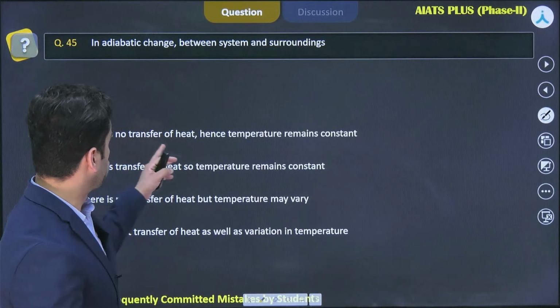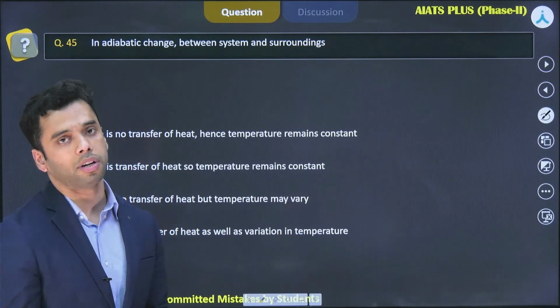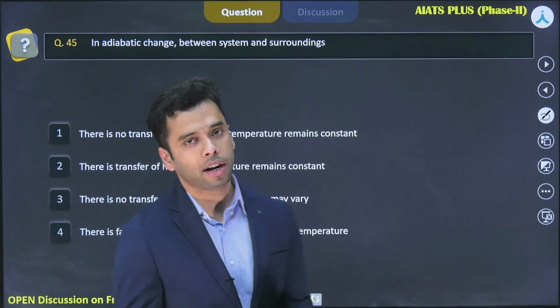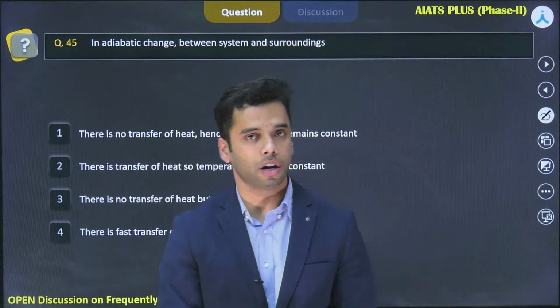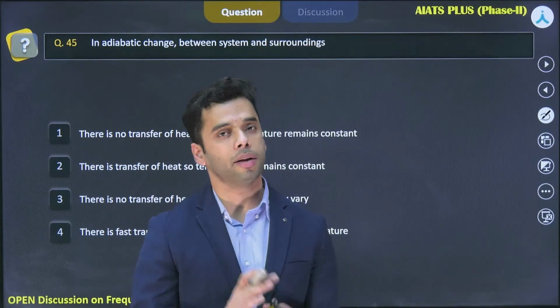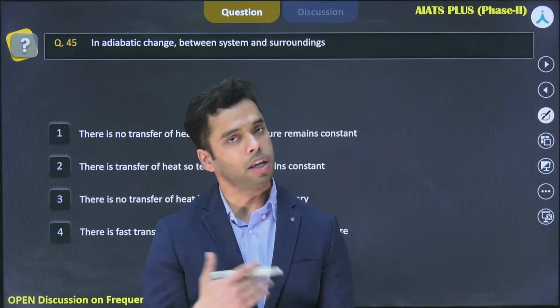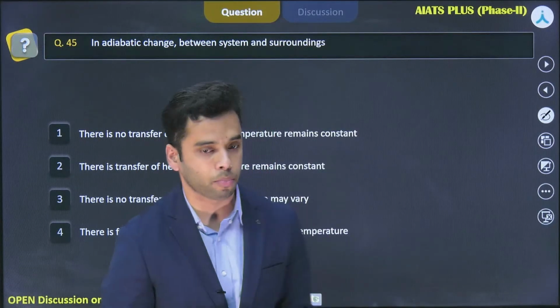First option says that there is no transfer of heat, hence temperature remains constant. So in adiabatic process, we know that there is no transfer of heat between the system and the surrounding. The basic concept, the key concept for the adiabatic process is that there is no heat interaction of any kind between the system and the surrounding. That is the key concept for the adiabatic process.